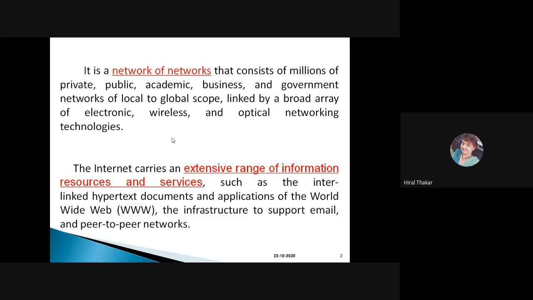So these are the resources and services, like we can mail each other. Right now we are doing video conferencing only, no? So it is a service provided by the internet. So what would be there on the internet? Information, resources, and services would be there, such as the interlinked hypertext documents and applications of the World Wide Web, and the infrastructure to support email and peer-to-peer networks. So there are so many applications that we can use through the internet.